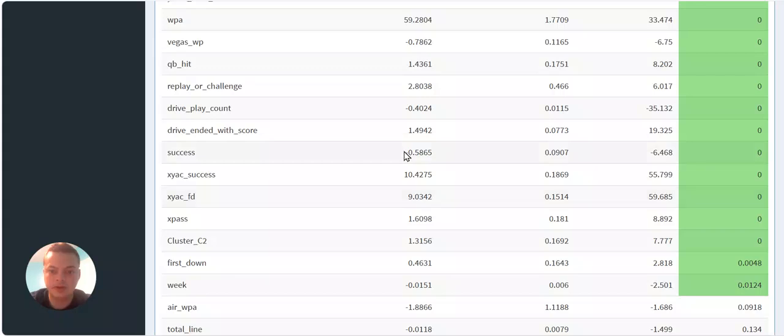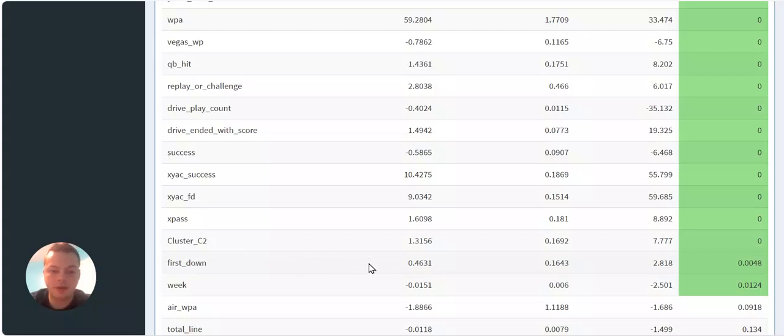Success, negative estimate with a p-value of 0. Expected yards after catch success rate has a positive estimate with a p-value of 0 as well. And then expected yards after catch for first downs, positive, p-value of 0. Expected pass has a positive estimate, p-value of 0. Cluster number 2 has a positive estimate with a p-value of 0 when using cluster 1 as a default variable.